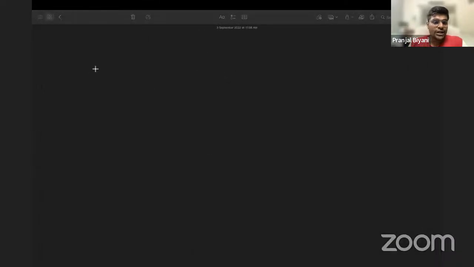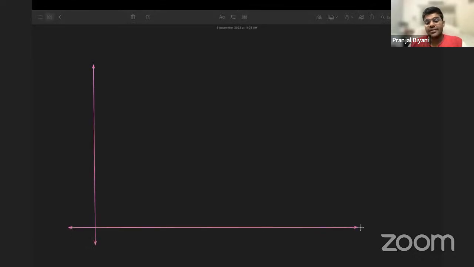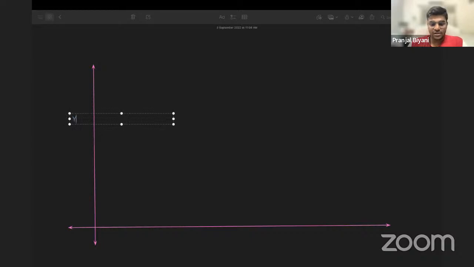I'm trying to draw it out so that you can visualize what I mean when I say I can do a comparison. Suppose we had, let's say, the y-axis, which is the sales. The y-axis is my sales axis. What is the sales of my company? And I have the x-axis, which is marketing spends. This is the amount of money my company is investing in marketing.